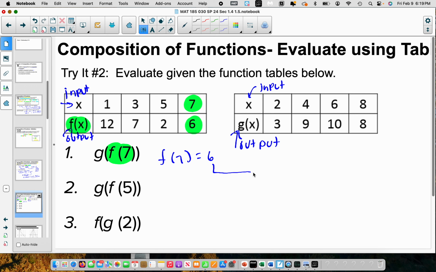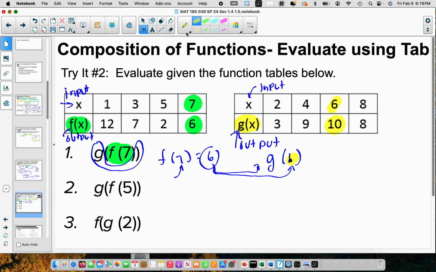I'm going to take that and input it into my outside function, my g function. So now I'm going to say g of 6. Again, I input 7, I output 6. That output then becomes the input to my g function. Here's my g function. If I input 6, I get an output of 10. So this is equal to 10.